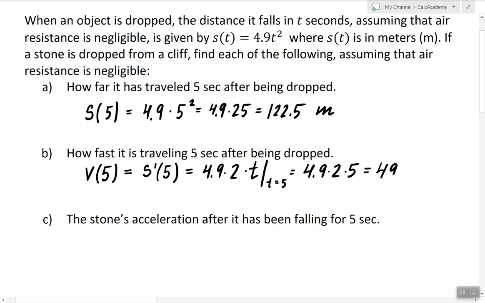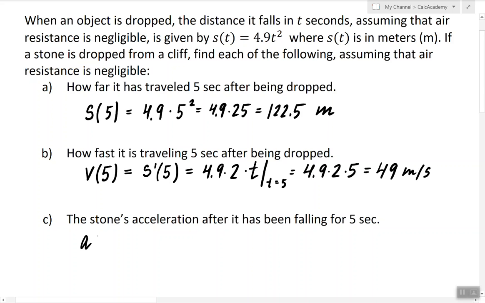So this is 49, and the units for velocity are meters per second. So how fast is it traveling 5 seconds after being dropped? The answer is 49 meters per second. The next question is to find the acceleration after 5 seconds.